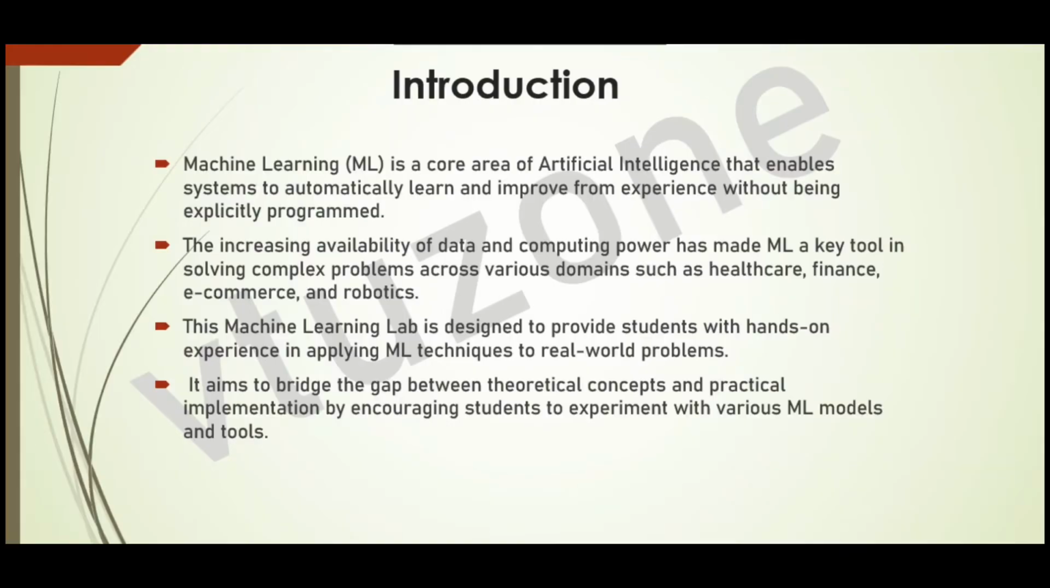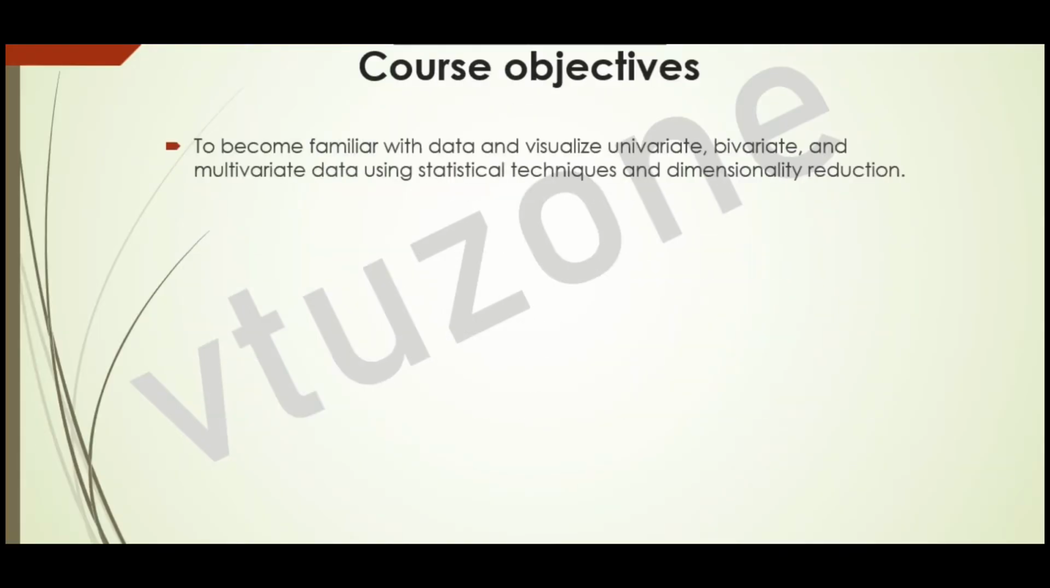Then moving to the next, course objectives. In this, you will learn how to look at and understand data in different ways, like one variable, two variables, or many, and also how to simplify big data without losing important information. For example, you might use a bar chart to show sales by month, that is univariate, a scatter plot to compare height versus weight, that is bivariate, and then PCA to reduce a 10 column data set to two main components, that is multivariate.